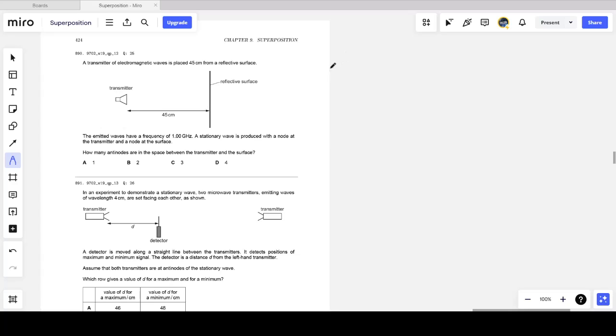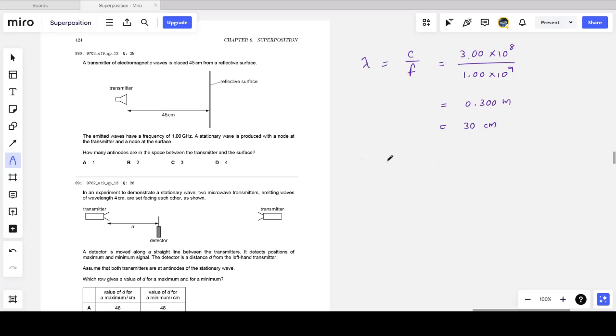Okay, so interesting question. Let's first work out the wavelength of this wave, because I want to know how many wavelengths are fitting into this 45 centimeters, because then I'll know how many nodes are there. Now, wavelength is the speed of the wave divided by the frequency. This is an electromagnetic wave, so the speed is 3 times 10 to the power 8 meters per second, divided by the frequency, which is 1 gigahertz, or 1 times 10 to the power 9 hertz. So what I get is a wavelength of 0.3 meters, which is 30 centimeters.